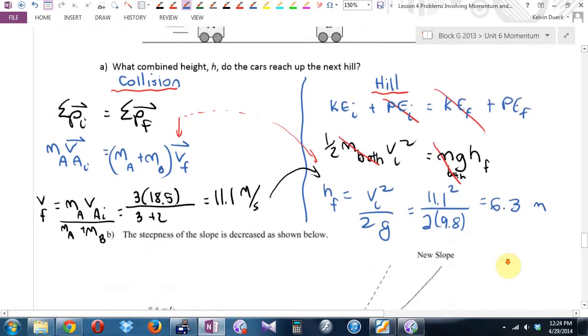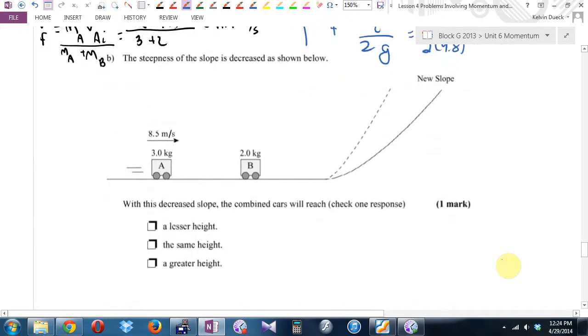B says the steepness is decreased, as shown below. If we decrease the slope, making it shallower, everything else stays the same. The combined cars will reach a lesser height, the same height, or a greater height? The same.